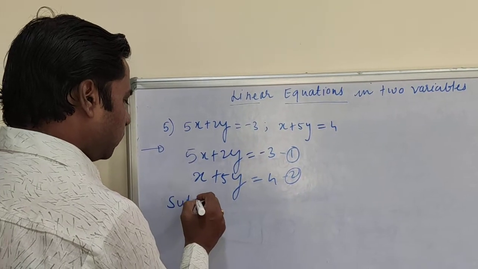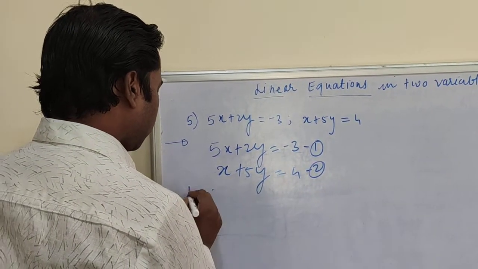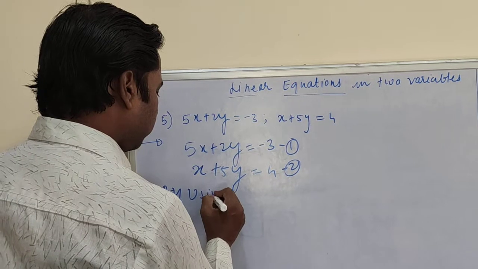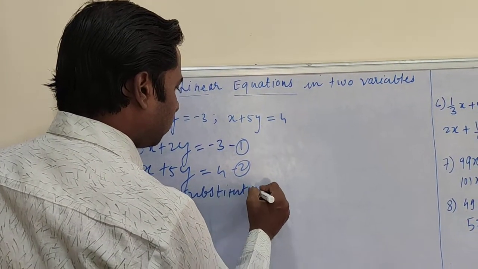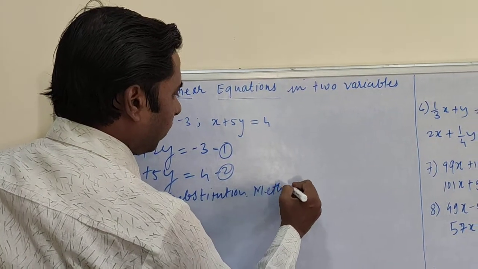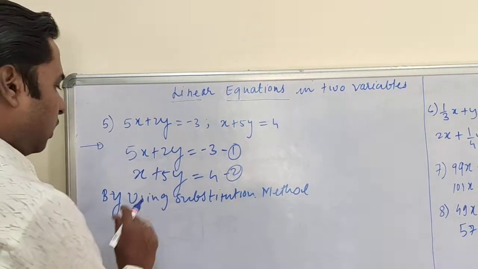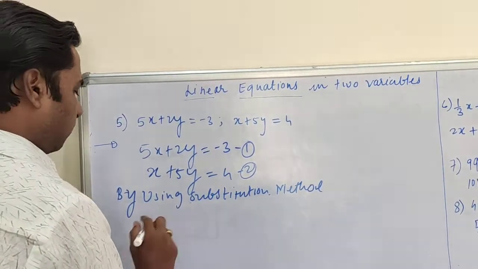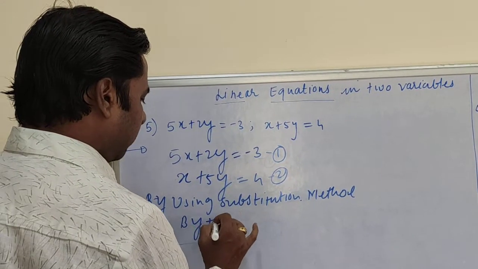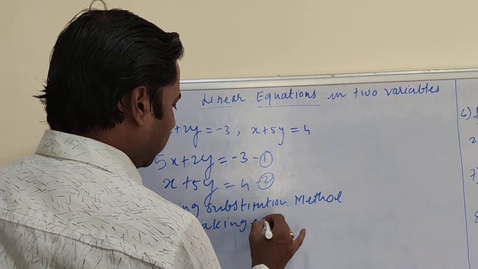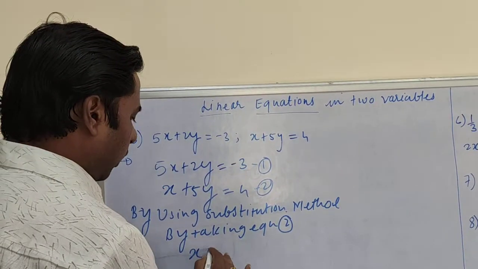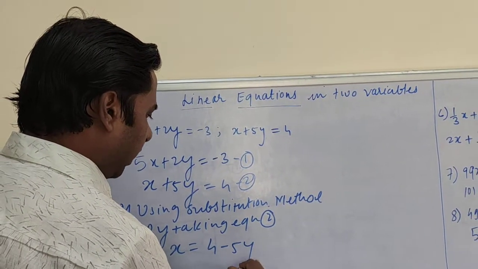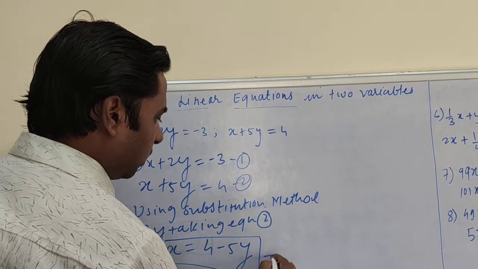So by using substitution method, we are going to take equation 2. So x is equals to 4 minus 5y. So this is our equation number 3.